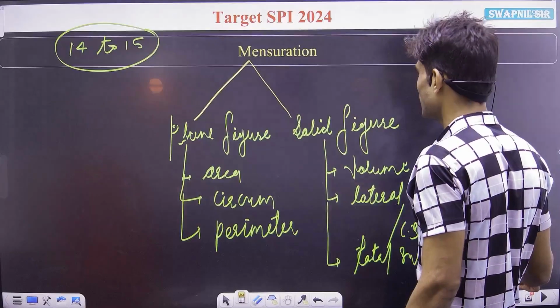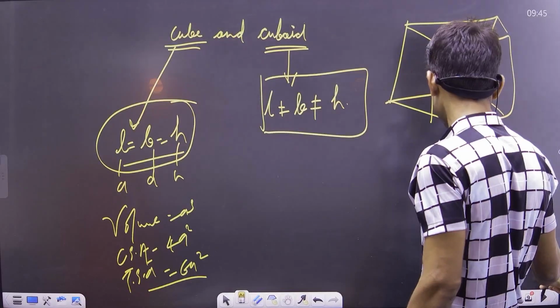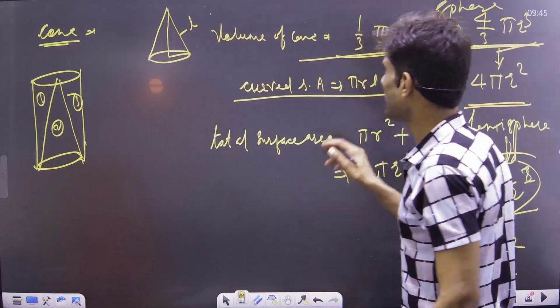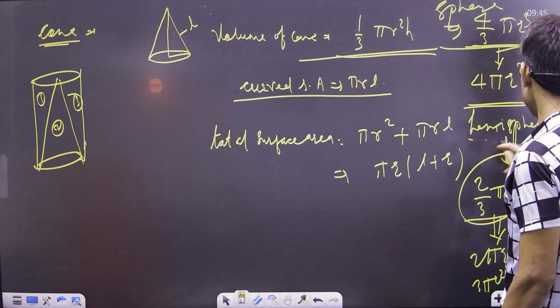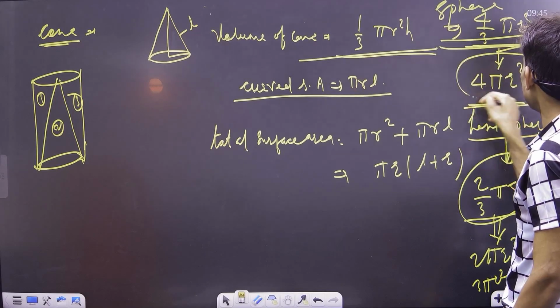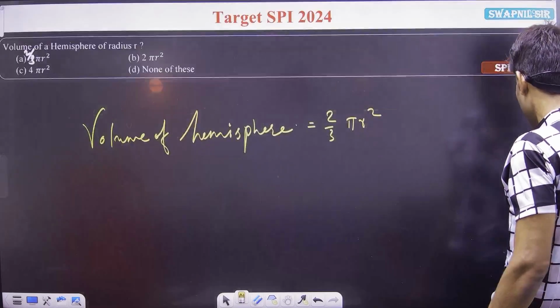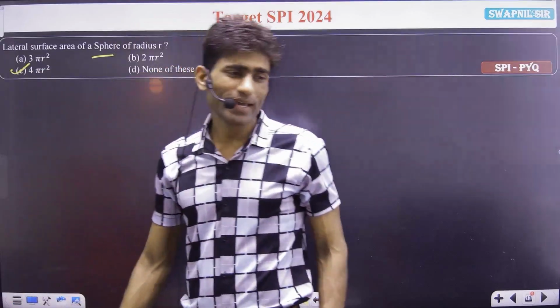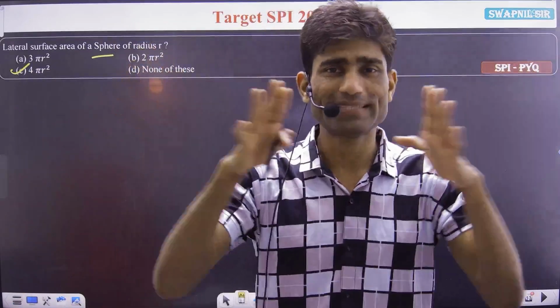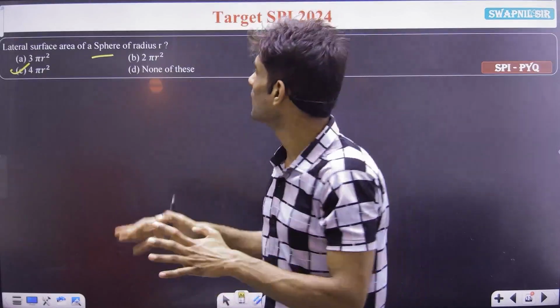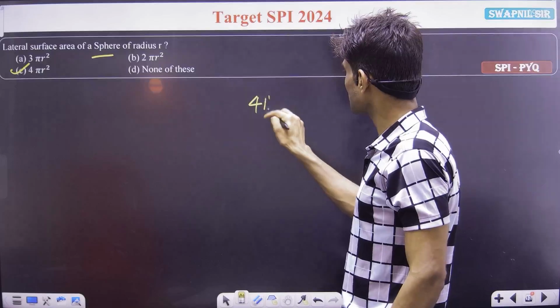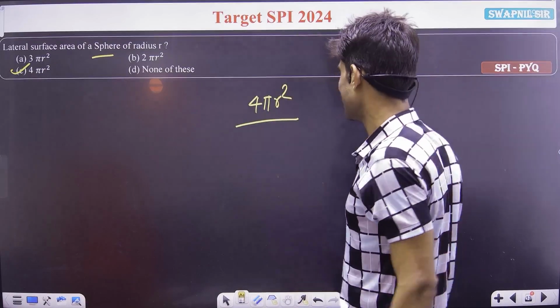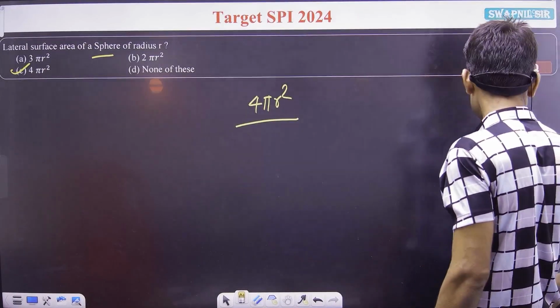Now we can see it here. Let me show all these formulas to you. The lateral surface area of a sphere, this one is the sphere, is 4 pi r square. For a sphere, lateral surface area and curved surface area are both equal, so you get the curved surface area, which is 4 pi r square. This is the lateral, curved or total surface area of a sphere.